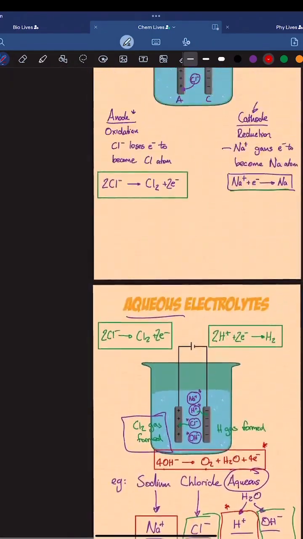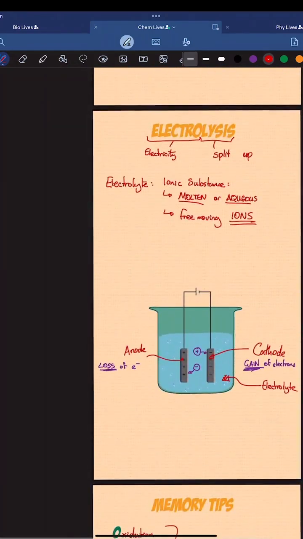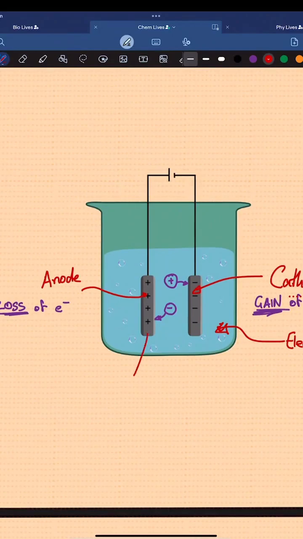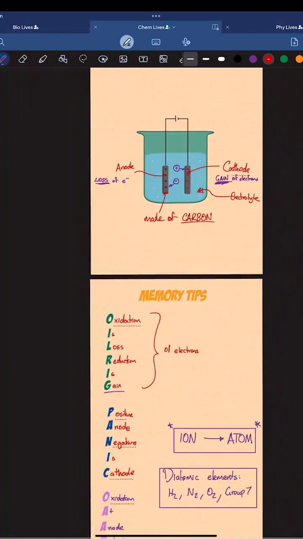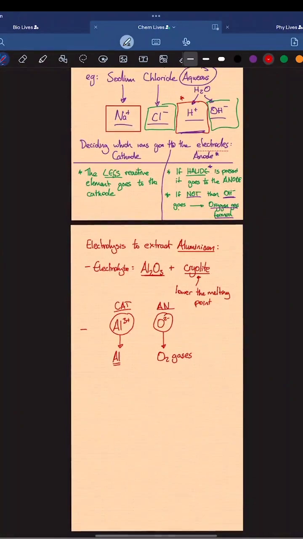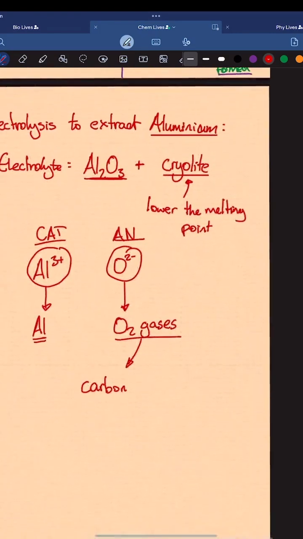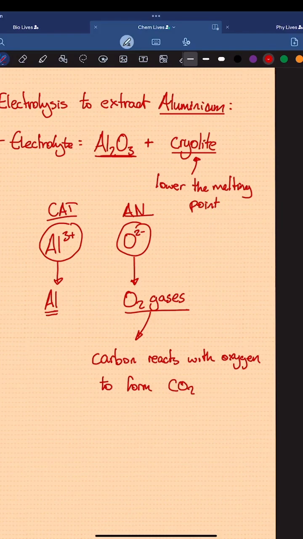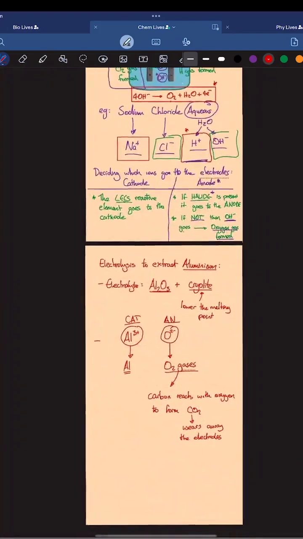So these electrodes, all these electrodes, let's write it down here at the top. These electrodes are made up of carbon, they're graphite, okay? So if you use carbon and oxygen, loads of oxygen is produced, what happens is the carbon reacts with the oxygen to form carbon dioxide. And what this does is it wears away the electrodes. So that's the reason why you need to keep replacing the electrodes.